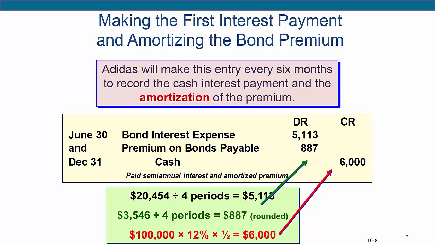Cash is credited for $6,000, the actual amount of cash interest paid to the bondholders, and printed on the bond contract. The debit of $887 to the premium on bonds payable account is determined using the straight line method we just discussed, and the debit to bond interest expense is the amount of cash paid less the bond premium amortization. Because we've received more cash than par when the bonds were issued at a premium, our ultimate cost of borrowing is lower. The premium effectively reduces our interest expense to the market rate at the date of issue, 10%.